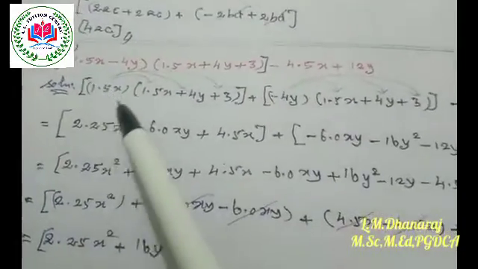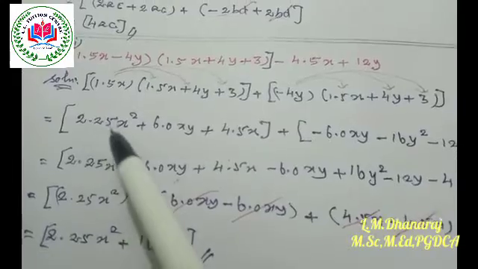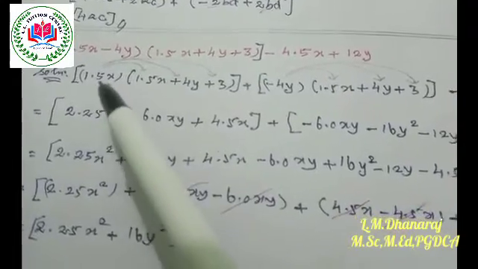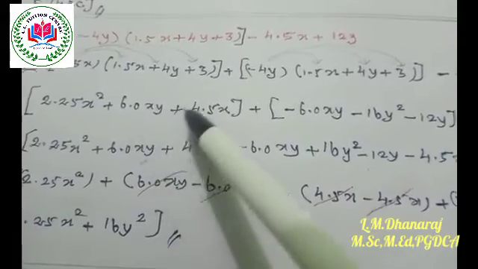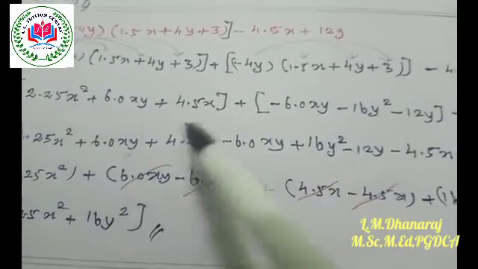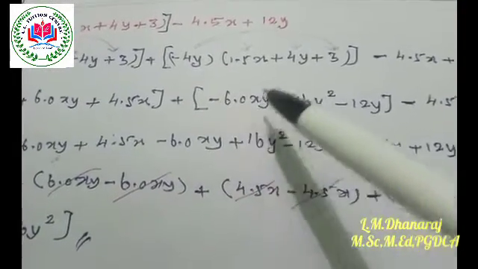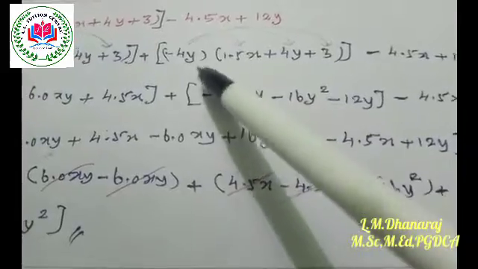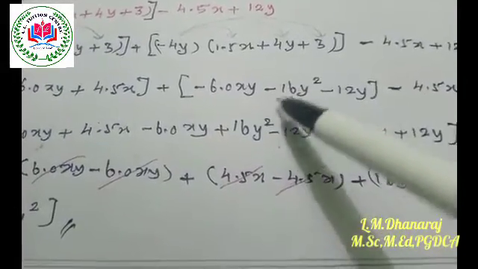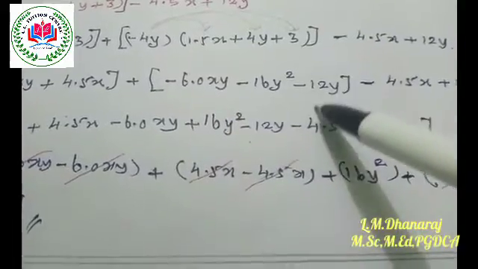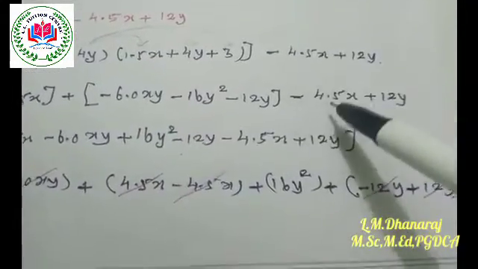Now first 1.5x into 1.5x is 2.25, x into x is x square. Next 1.5x into 4y means 6.0xy, plus 3 into 1.5x is 4.5x. Next one is minus 4y into 1.5x is minus 6.0xy. Then minus 4y into plus 4y is minus 16y square. Then minus 4y into plus 3 is minus 12y. Now here the minus 4.5x plus 12y, let it be as it is.